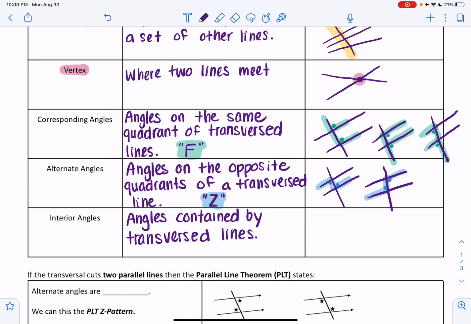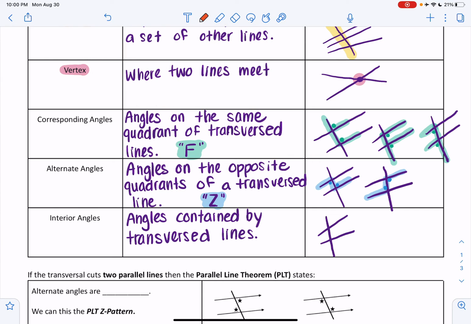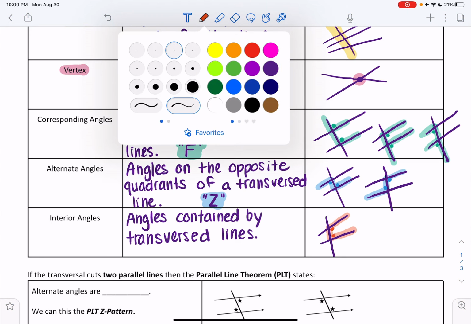So again, I'll draw out my nice transverse lines. There we go. Now these interior angles are going to be right here. So one here and one here. And these ones form the letter C. Now, just like the other two, we can also have a backwards C.